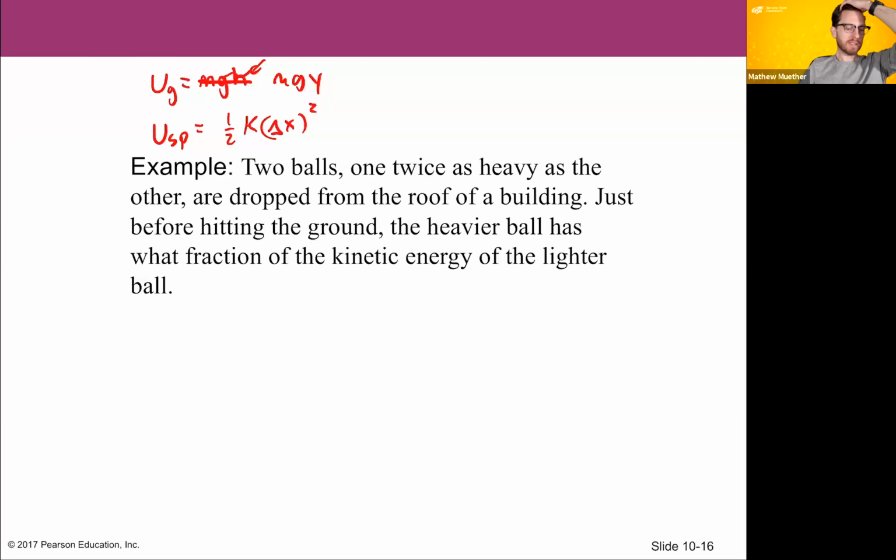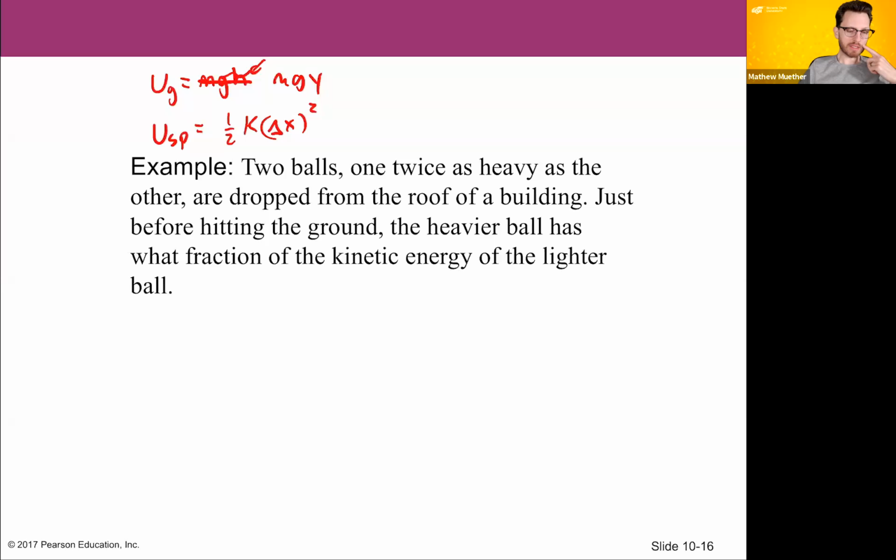So let's look at this example. Let's imagine that we have two objects, and one is twice as heavy as the other, one is twice the mass. We're going to go up to the roof of a building and drop those two objects off the roof. We're going to ignore any air resistance, so we're not going to consider any non-conserving interactions where there could be changes to the thermal energy of the system.